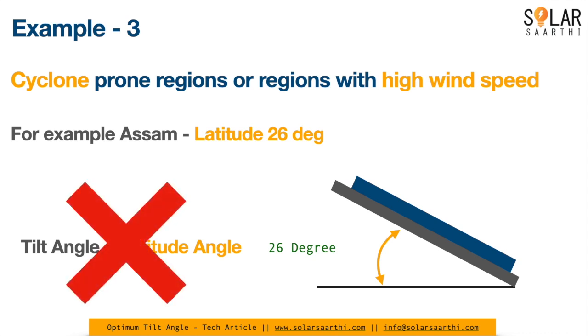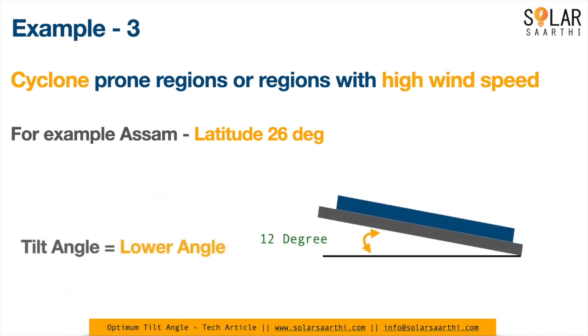Again, because this is a cyclone-prone region or a region with high wind speeds, if we select a higher tilt angle in the range of 26 degrees, my solar PV system is more prone to wind pressures, and subsequent failures of the structure and modules would be seen in future. So the best practice here is to reduce the tilt angle to lower angles like 10 or 12 degrees, something like that, instead of the thumb rule.